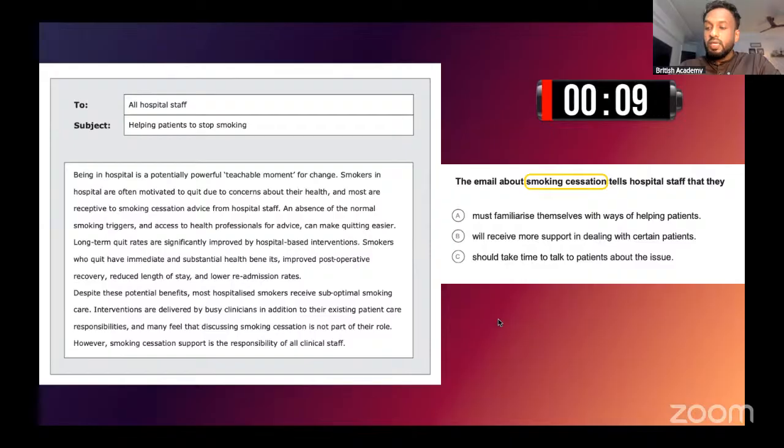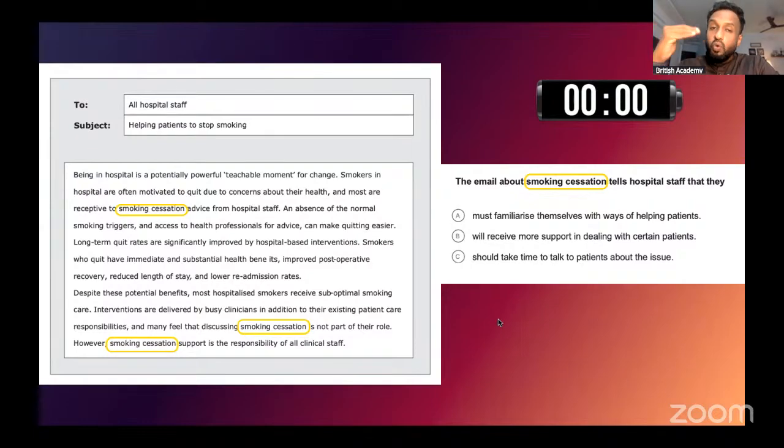The email about smoking cessation tells hospital staff. So what's your keyword? Smoking cessation. Where can you find smoking cessation? I can find it in the third line. I can find it in the second last line. I can find it in the last line. And bonus, in the last line, I can see a contradicting word, however.